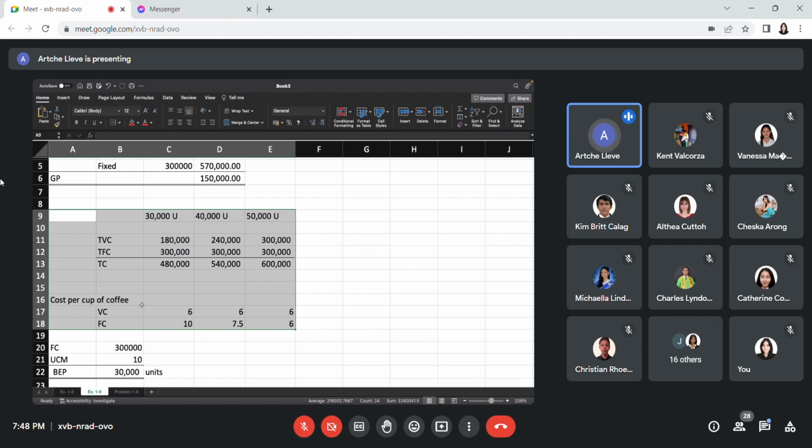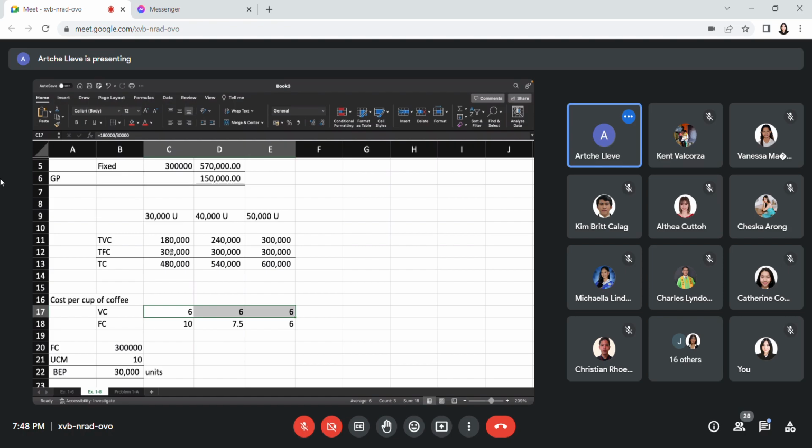As you can see, the total fixed cost is constant, but the cost per cup of coffee for fixed cost changes. How do I get 240,000? Just simply 6 times 40,000. How do I get 300,000 variable cost? Just simply 6 times 50,000.